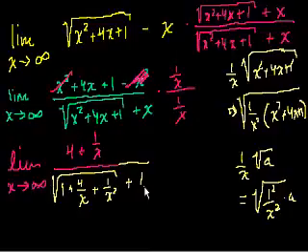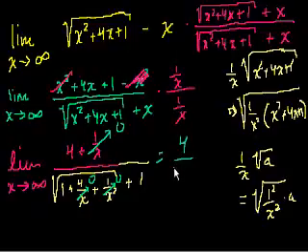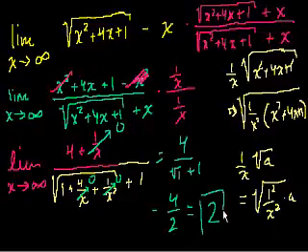So now, what's the limit as x approaches infinity? Well, as x approaches infinity, this term right here goes to 0. 1 over infinity is 0. This term right here goes to 0. This term right here goes to 0. And so what are we left with? This is equal to 4 over the square root of 1 plus 1. Well, that's just 1. So that equals 4 over 2, which is equal to 2. There you go.